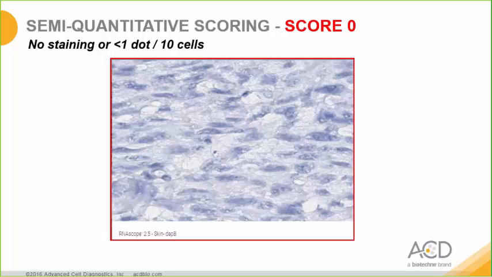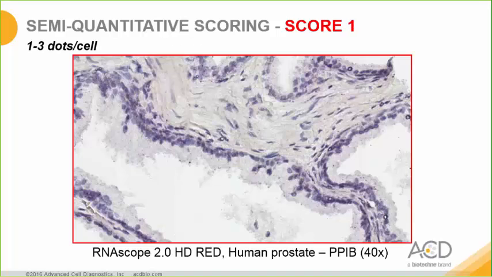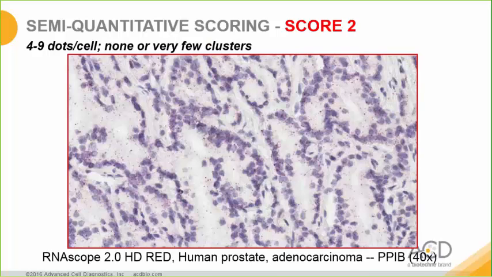Here's a sample stained with the DapB negative control marker having no dots, thus with a score of 0. In this sample, most of the cells contain from 1 to 3 dots, thus getting a score of 1. In this sample, most of the cells contain from 4 to 9 dots, with no or few clusters, thus getting a score of 2.